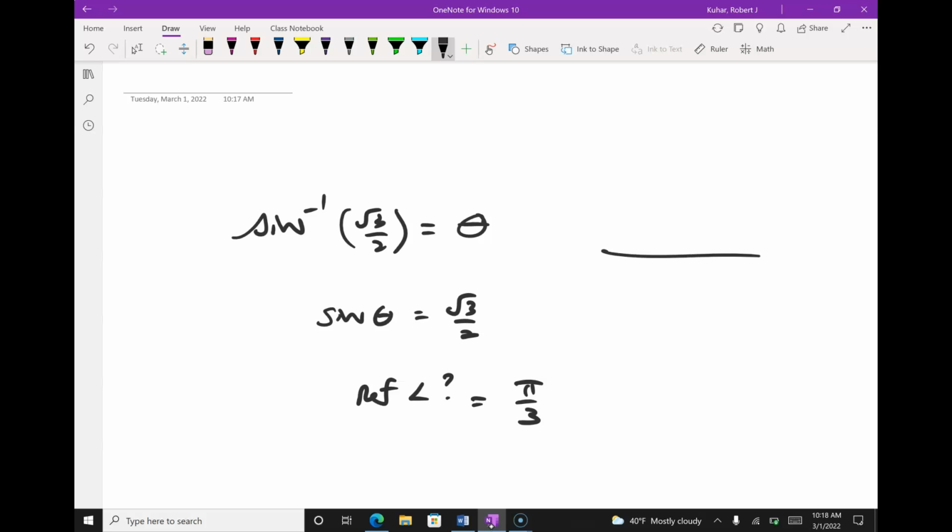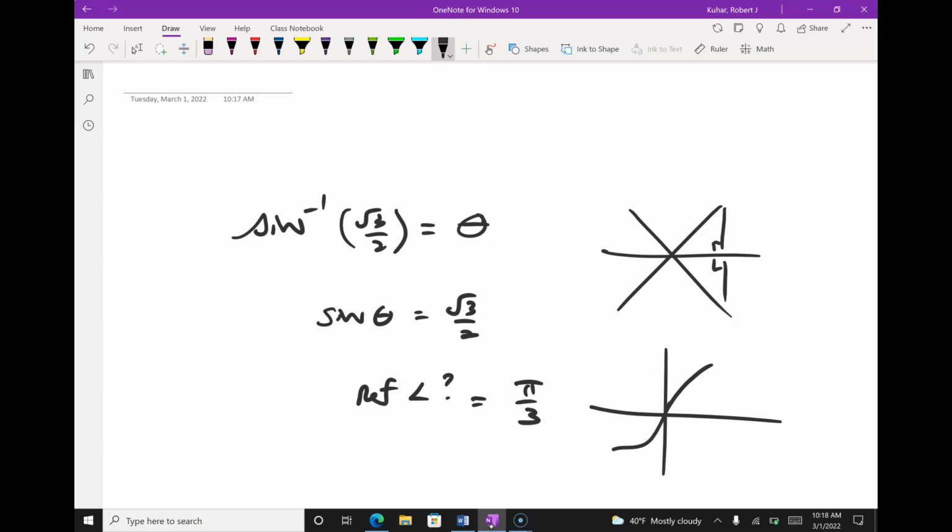So I know I'm cutting pi into 3, or the whole circle into 6. But the only two triangles that work for me when I'm doing an inverse sine are quadrant 1 and quadrant 4, because I need to have a one-to-one function. I need a function that passes the horizontal line test. So my triangle has to come from quadrant 1 or quadrant 4. Obviously, sine is positive in quadrant 1, so this has got to be my pi over 3. So the answer is pi over 3.